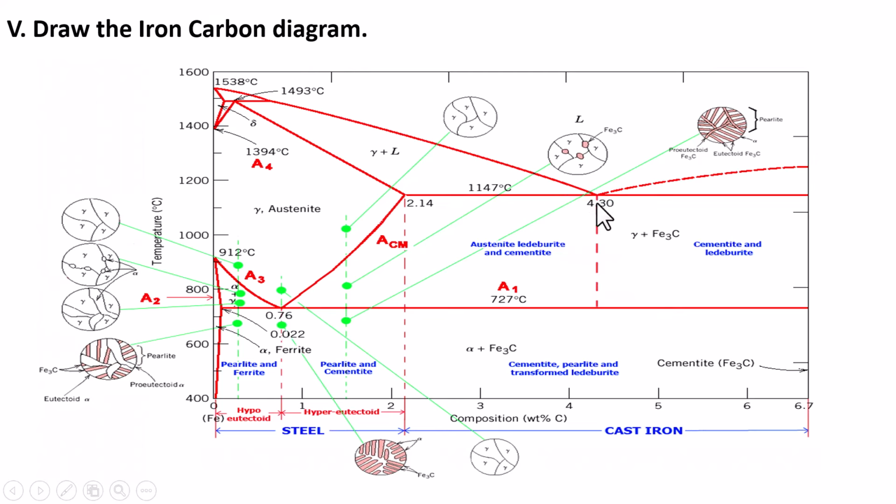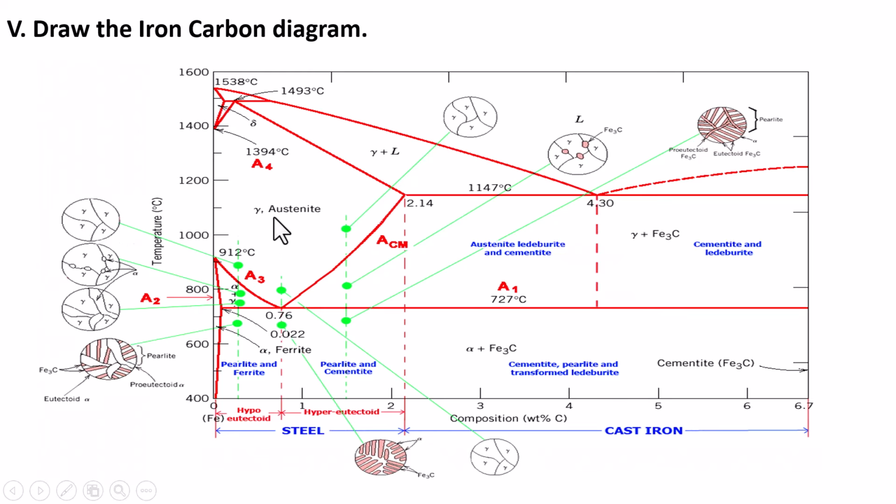Here in the eutectic reaction, you can see the eutectic reaction. It will produce ledeburite, that is austenite plus Fe3C. Here, the eutectoid transformation, we will get pearlite. You can see the point where pearlite is forming, that is ferrite plus cementite. Ferrite means alpha plus Fe3C, that is the pearlite. Here you can see the different transformations in different regions.